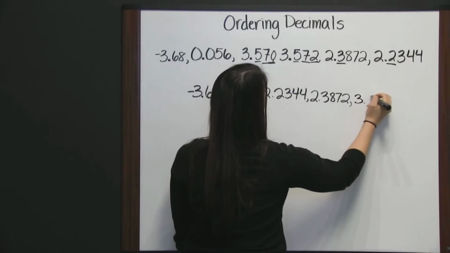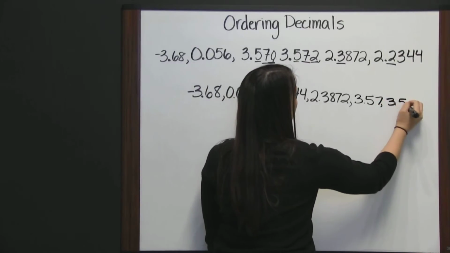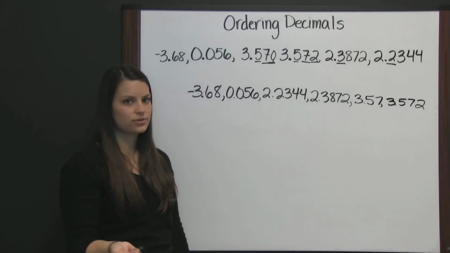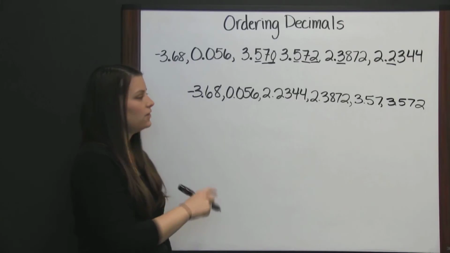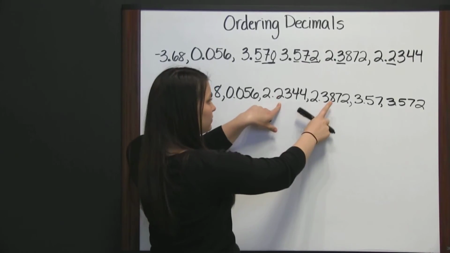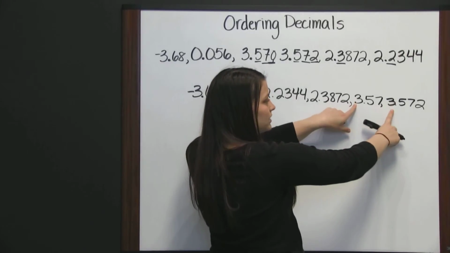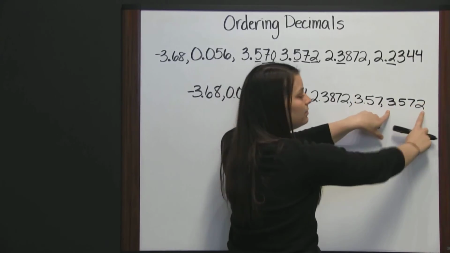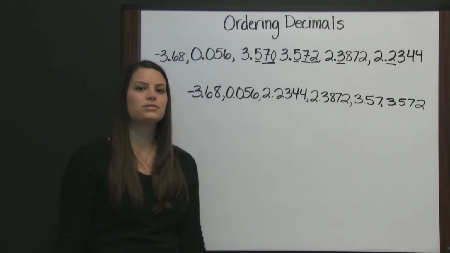So 3 and 57/100ths, followed finally by 3 and 572 thousandths. So when you're ordering decimals, start by looking at your whole number and ordering that from least to greatest. If your whole numbers are the same, like they were here, then look at the 10th place and see which one is smaller in your 10th place. If, like in these numbers, you have the same whole number, the same number in the 10th place, then you move to the hundredths. If those are the same, you move to the thousandths, and so on until you find the numbers from least to greatest.